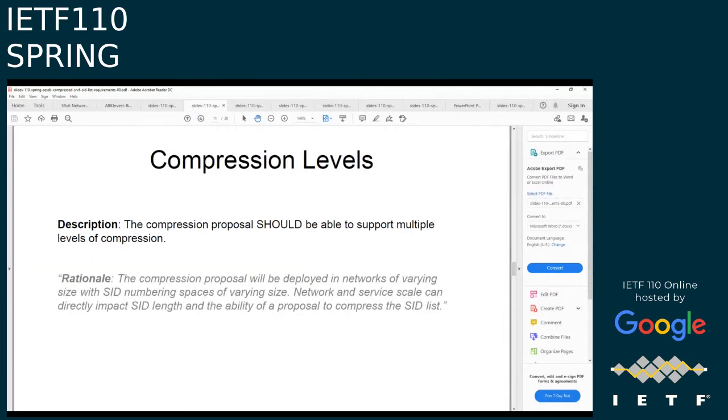Yeah, for the compression levels, the compression proposal should be able to support multiple levels of compression. I think that is a basic requirement. Next page.